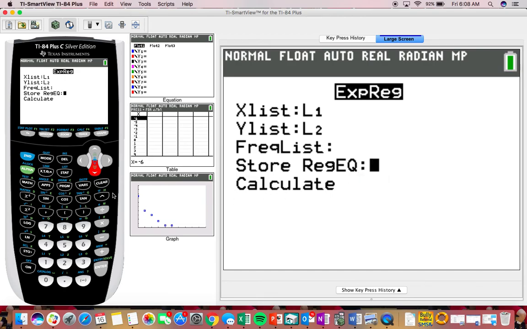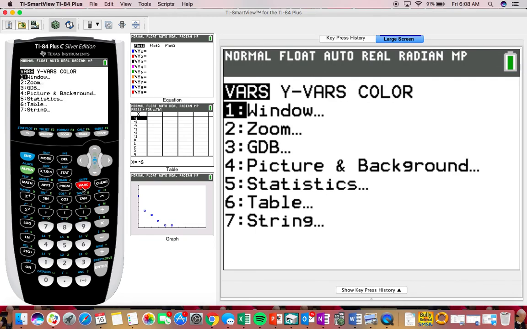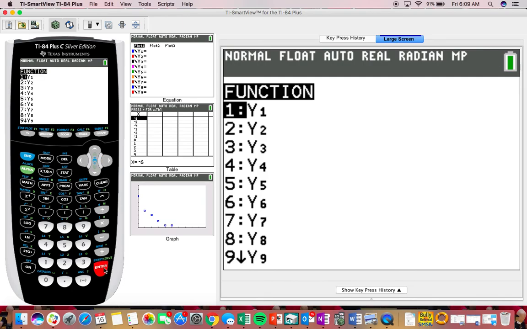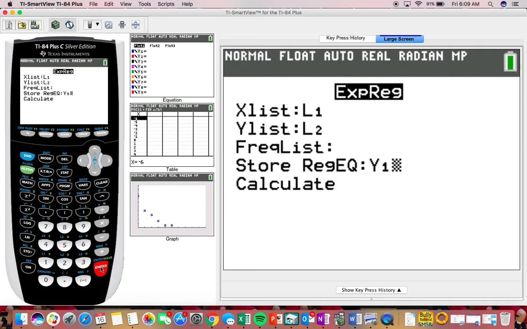The way you do that, hit this button vars, which is right beneath the down arrow. So when you hit vars, go to your y vars and hit function. That's going to be where you get the option for y1, y2, and all of the other functions as well. So we're going to pick y1, go ahead and press enter. That's going to tell your calculator to take whatever the equation is that you get and store it directly into y1. And then we're going to go ahead and hit calculate.